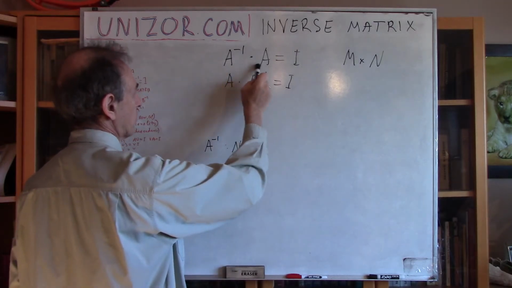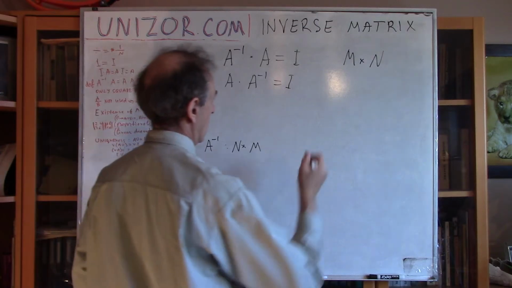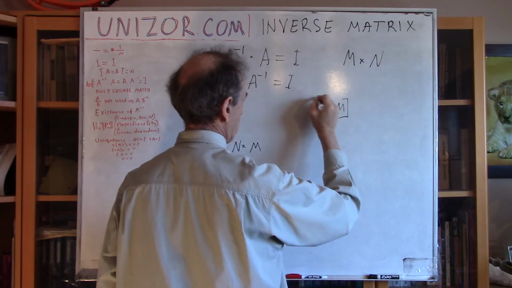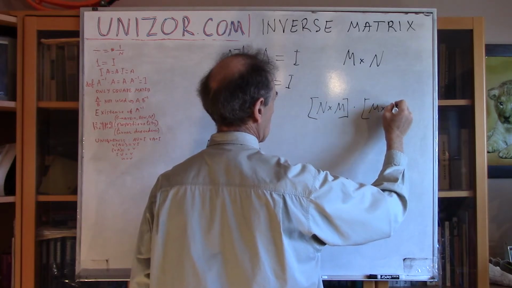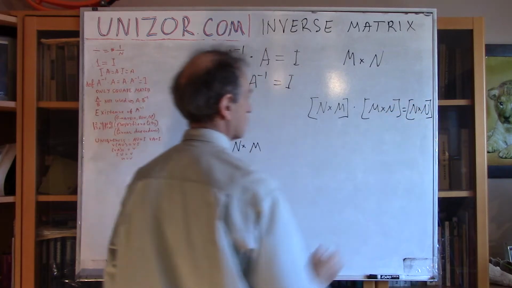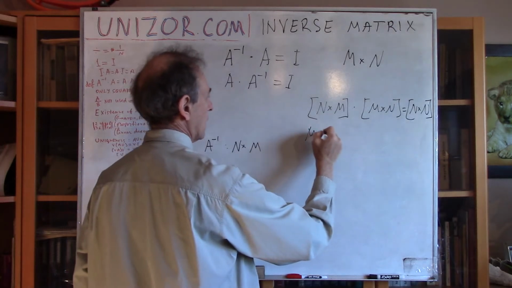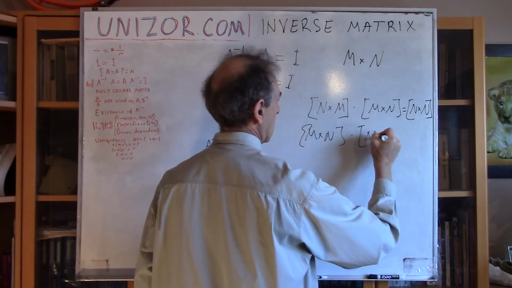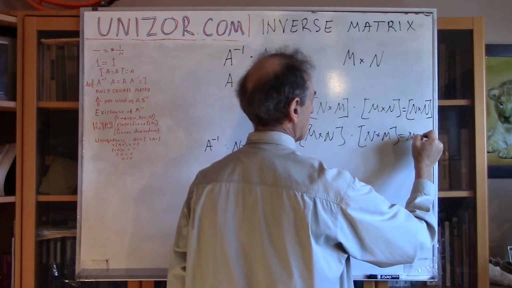Now the result of this operation would be, if I multiply matrix of this dimension by matrix of this dimension, I will get the matrix of n by n dimension. Now on this side, I'm multiplying m by n dimension, which is A, and n by m, which is inverse to A, and the result would be m by n.